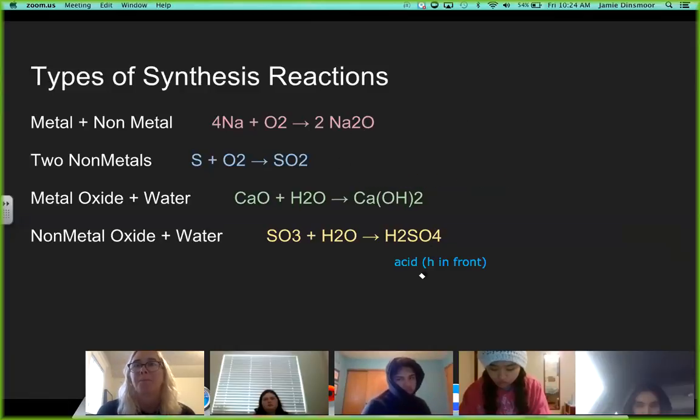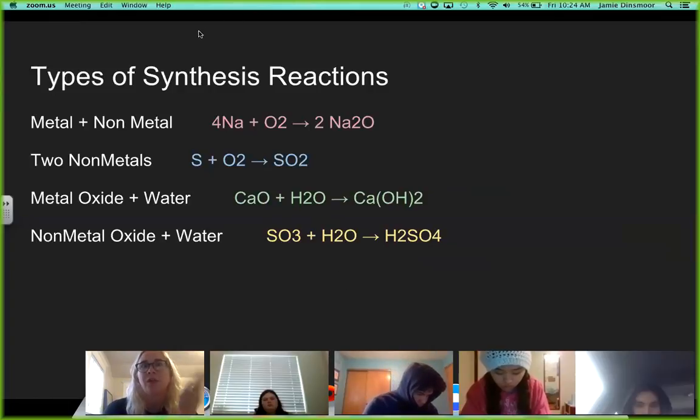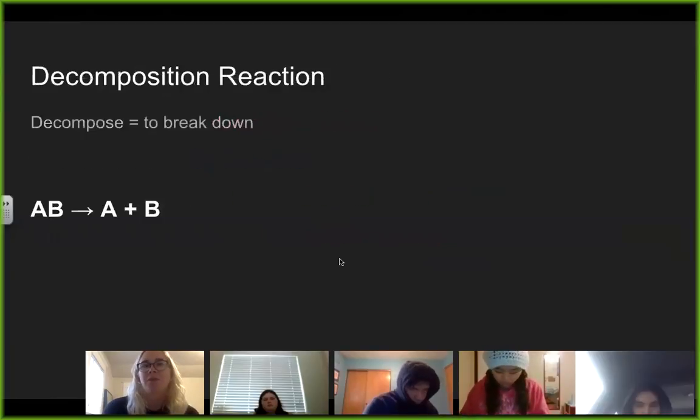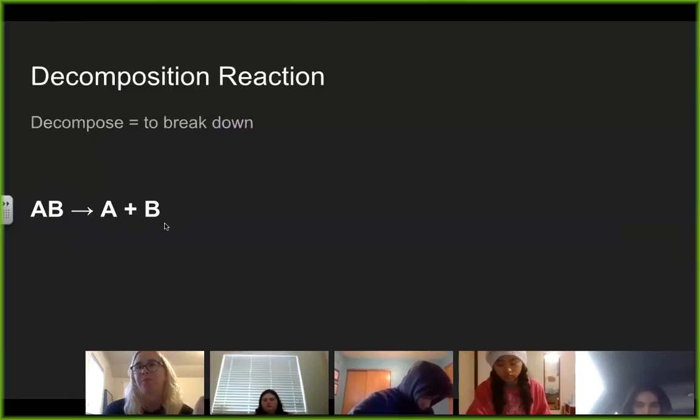Okay. So hopefully you guys wrote something about what synthesis is and one example at least, if not all 4 of these. So then a decomposition reaction is the complete opposite. Decompose, right, means to break down. So in this case, we start with 1 large compound and we break it down into an A and a B. It's literally the opposite.